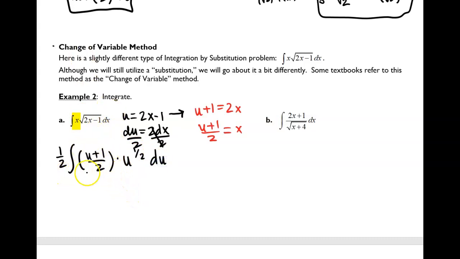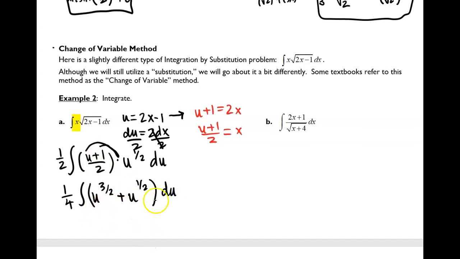And then what I'm going to do is distribute this through. I still can't integrate it this way. I'm going to take this 1/2 from the u plus 1. I'm going to factor it out in front, so that's going to be 1/4. And then I'm distributing u plus 1 times u to the 1/2. So u times u to the 1/2 would be u to the 3/2. I add those exponents there. Remember, this is u to the first. Plus u to the 1/2, du.